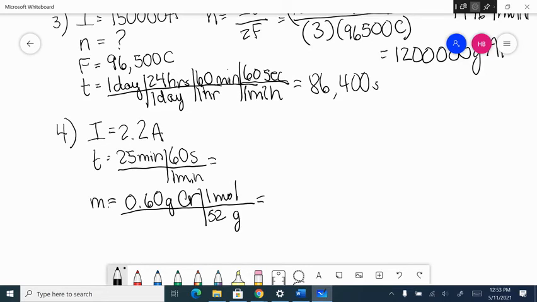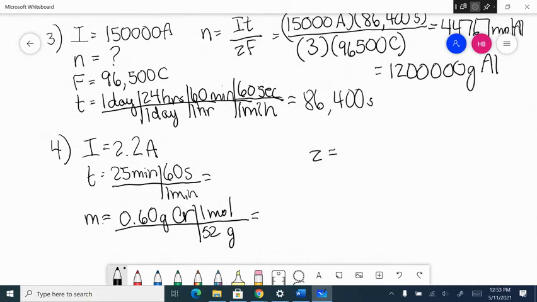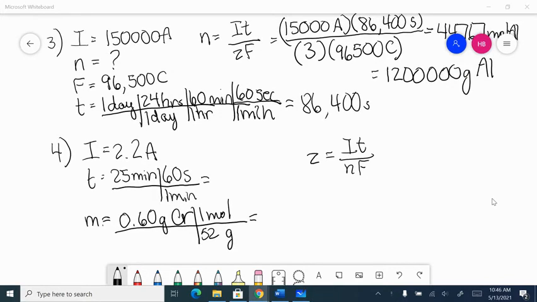Calculate the charge. This time we're solving for Z. So Z is going to equal IT over NF, like such. So now we calculated the time. 25 minutes times 60 seconds per minute is 1,500 seconds. And 0.60 grams of chromium is 0.01154 moles of chromium.